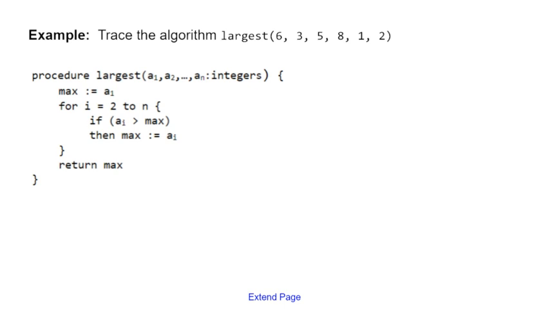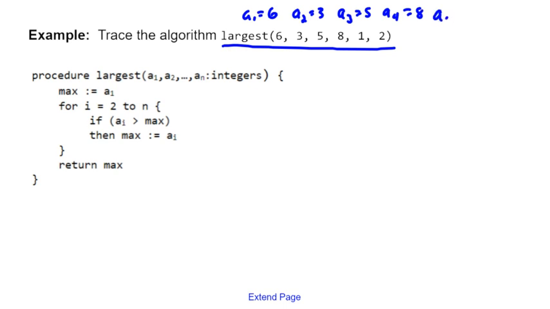So one of the things you might be asked to do is to trace an algorithm like this on paper. It's always a good idea to trace an algorithm on paper before you try to run it through a computer to make sure it's going to do what you think it is. And we'll just look a little more carefully at the components here. When you're tracing this particular largest, we have that a sub 1 is 6, a sub 2 is 3, a sub 3 is 5, a sub 4 is 8, a sub 5 is 1, and a sub 6 is 2, right? We have the first, second, third, fourth, fifth, sixth element in the list. A sub 1 is the element in position 1, and so on.